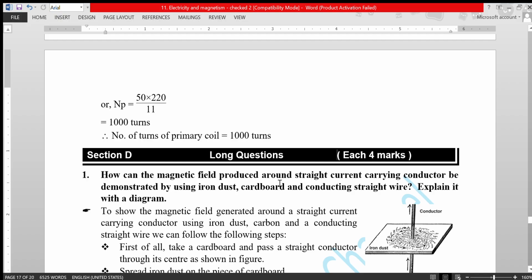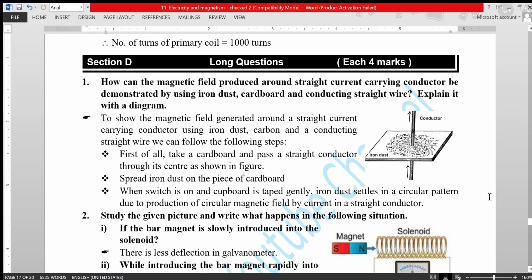How can the magnetic field produced around a current carrying conductor be demonstrated by using iron dust, cardboard, and conductor wire? Explain with a suitable diagram. This iron dust is placed on a cardboard, and from the middle, if there is a conductor carrying current, then a magnetic field is produced in a circular direction. So iron dust is aligned in a circular pattern as seen in the figure.